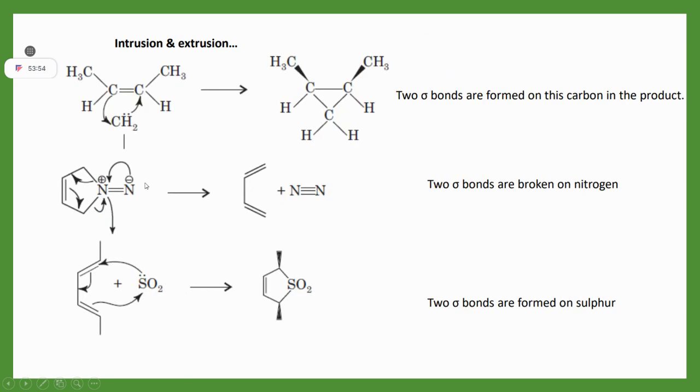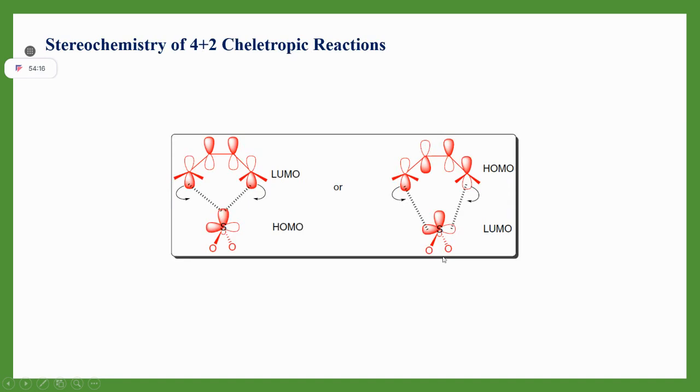In another case, there is extrusion of N2. We know that N2 is a very stable species, and it will try to remove itself from this molecule in order to increase the entropy of the system. And the last example is given of SO2. Now for stereo purpose, let's see the molecular interaction.